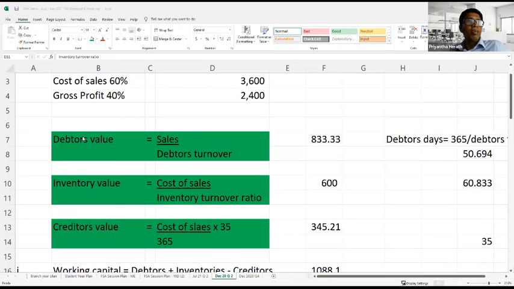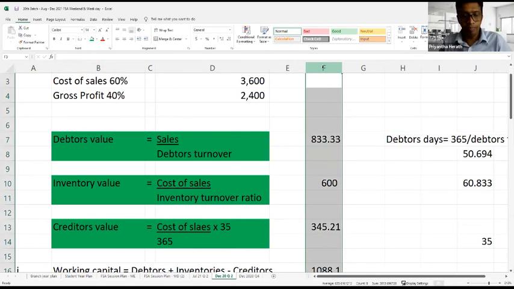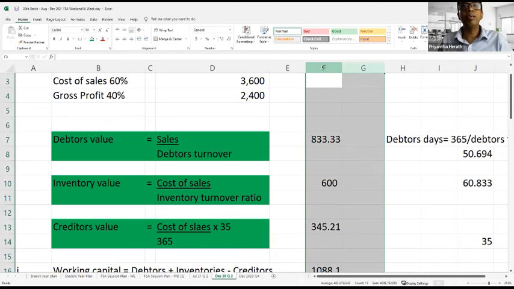Can you see the Excel sheet? Yes. Okay. Let's do the calculations together. I'm going to delete all the... We'll delete this.